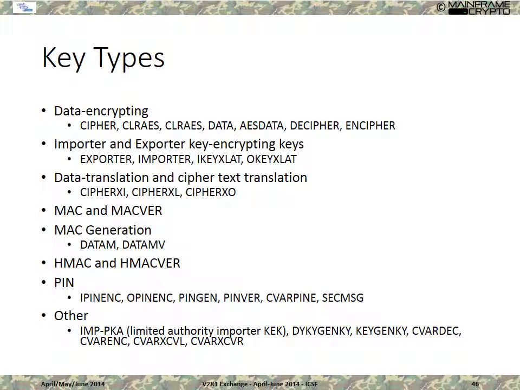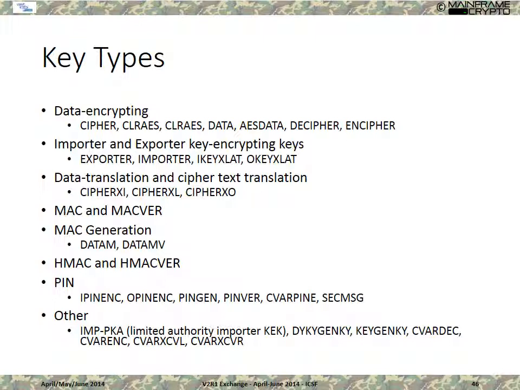Data translation, the CipherXI, CipherXL, CipherXO, those are actually fairly new. They're associated with the new Ciphertext Translate 2 API that was reintroduced with the Crypto Express 4S. If you remember, we talked about that in April. Ciphertext Translate gives you the ability to take encrypted data and decrypt it from underneath one key and re-encrypt it underneath a new key, all within one operation that's handled inside the Crypto Express card.